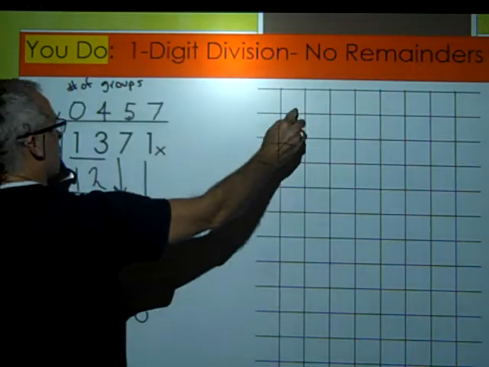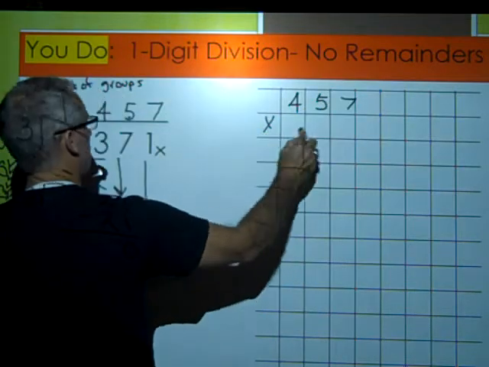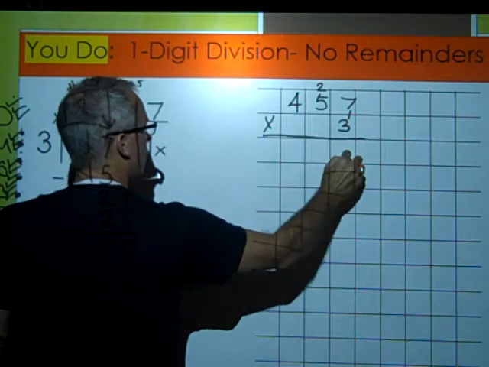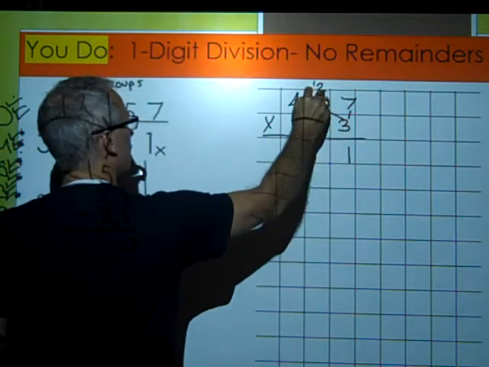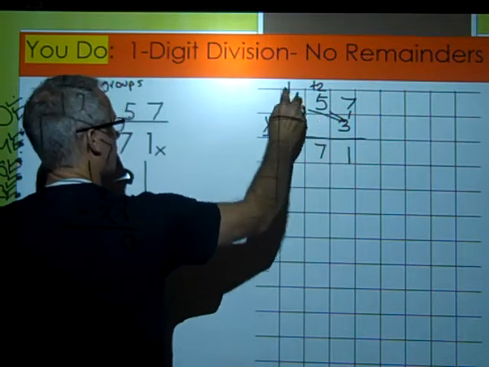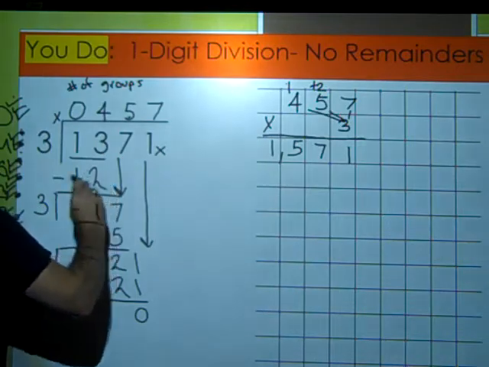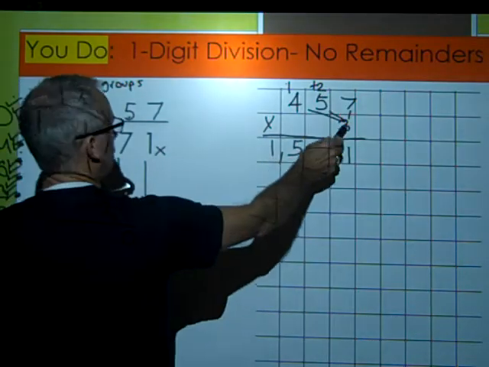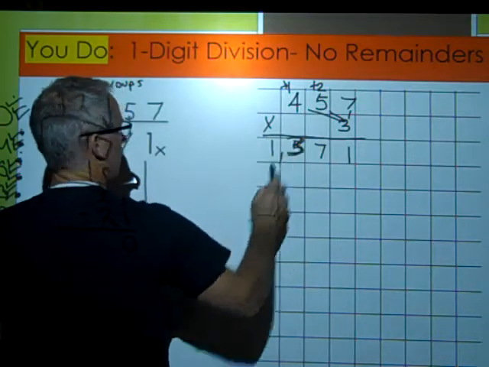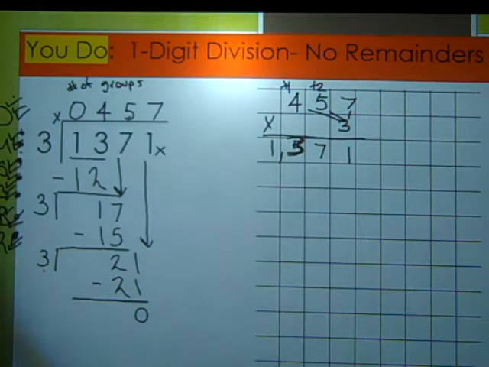I check it, 457 times 3. 3 times 7 is 21. 3 times 5 is 15 plus 2, 17. 3 times 4 is 12 plus 1, 15. 1,571. Uh-oh, did I make a mistake? Oh, I did. 3 times 4 is 12 plus 1 is 13. There's my mistake. 1,371, that is correct. Okay?